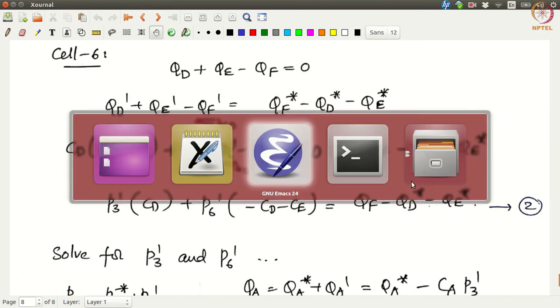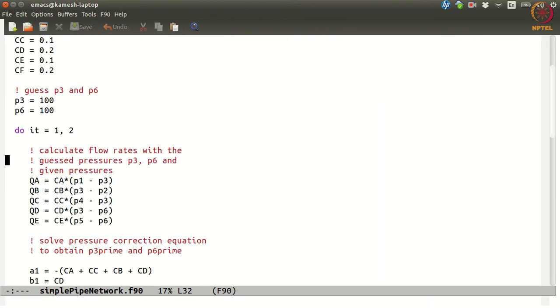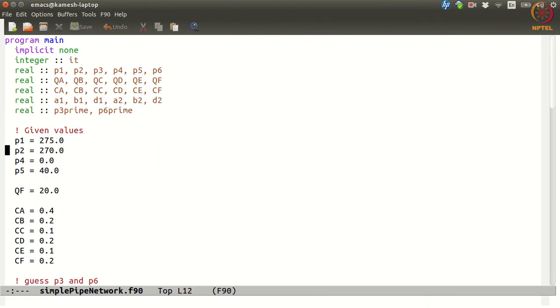Alright, let us look at the corresponding code. So the corresponding code is a simple pipe network. Okay, so again, this is the main program. These are all the variables that we define: P1 to P6, the pressures; QA to QF, the flow rates; CA to CF, the hydraulic conductance values, right? And then A1, B1, D1, A2, B2, D2 are basically the coefficients that are written.